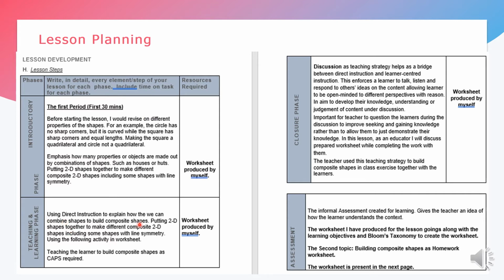Now you impart your knowledge using direct instruction, explaining shapes and their properties and different composite shapes, including shapes with lines of symmetry. This is where you impart your knowledge. This is where you actually teach kids. And discussion is where the child gets an opportunity to really discuss. It's important to discuss with your learners and ask questions, because now you get to see feedback.